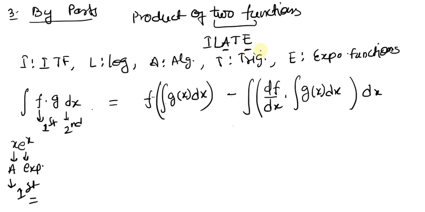But first of all you should be familiar with the ILATE rule. Then the product of two functions, and whichever function comes first will be called first function. According to the ILATE rule we decide first function and second function. After taking this decision, you simply apply the method. In the method, the second function will be integrated separately and multiplied with f, minus the integration of the first function differentiated separately into the integration of the second function g(x) dx, and then that should be completely integrated.